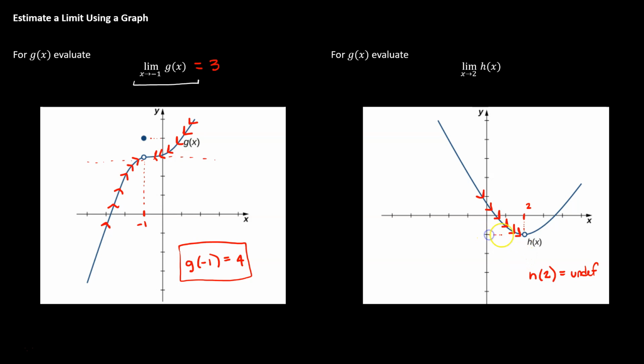And from the left, it looks like it's coming close to the function output of -1. Let's see if the same thing's happening from the right. As we're getting closer, we're also at that -1 output value. So as x is approaching 2, our function is approaching -1.